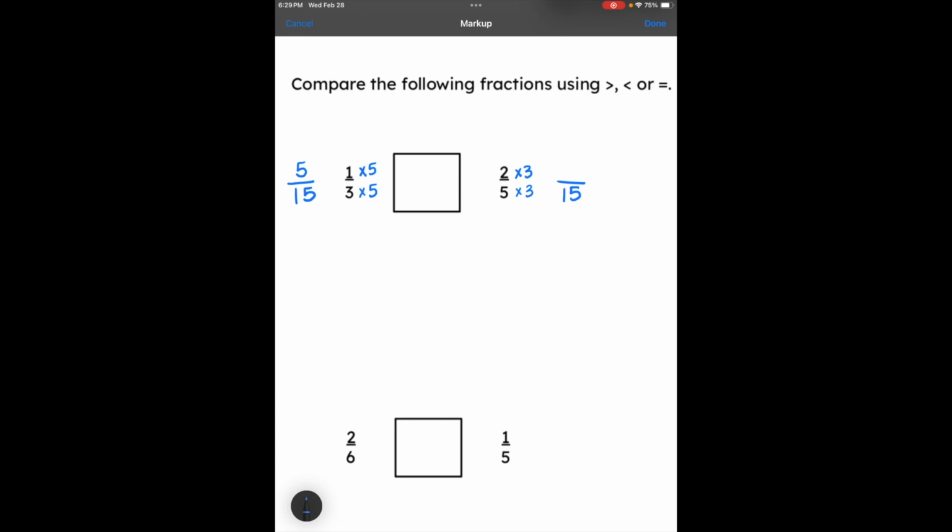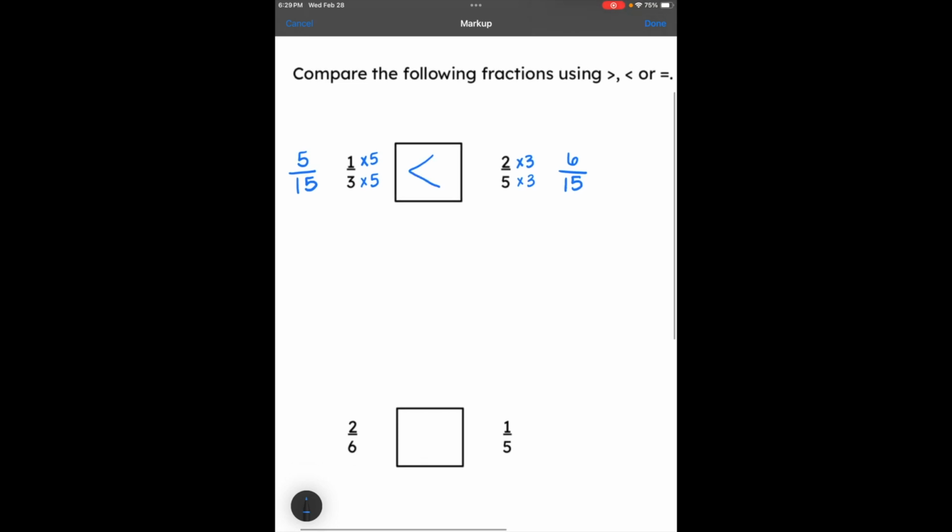1 times 5 over here is 5. 2 times 3 over here is 6. So now we've got 5/15 and 6/15. Quickly can tell that the 6/15 is the greater fraction.